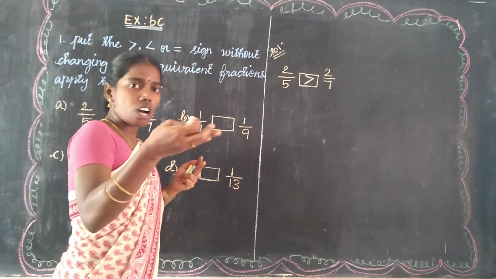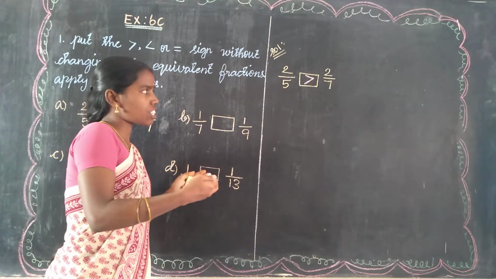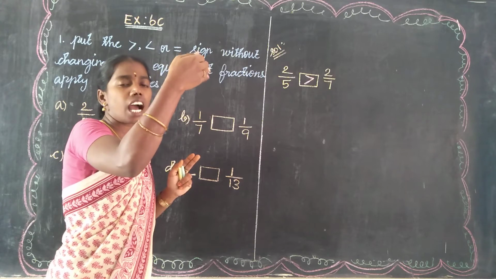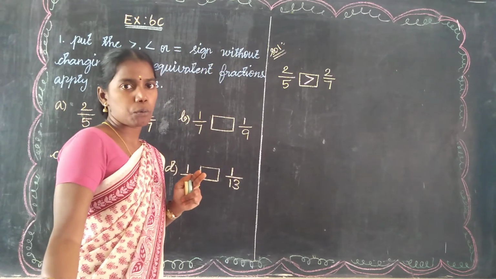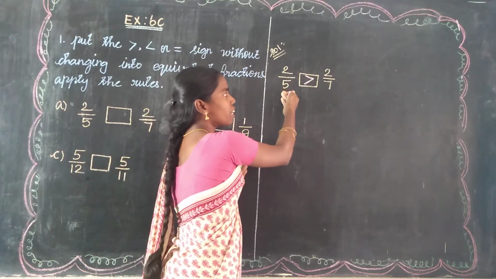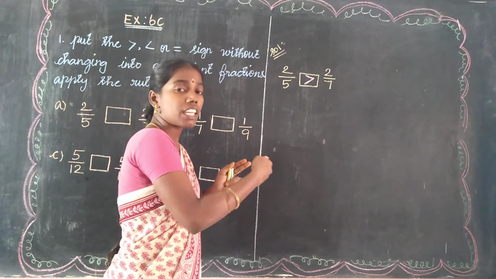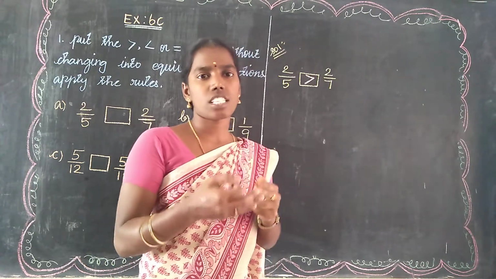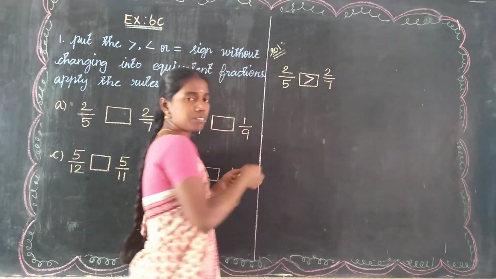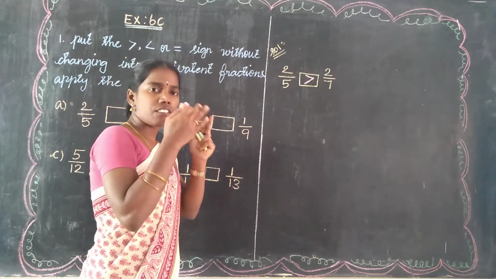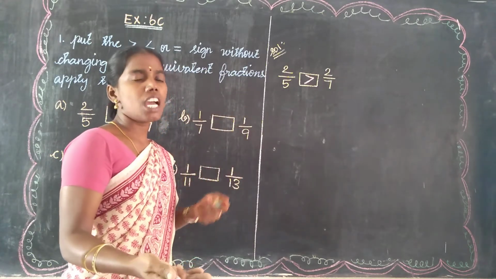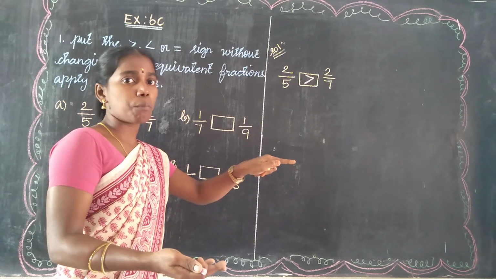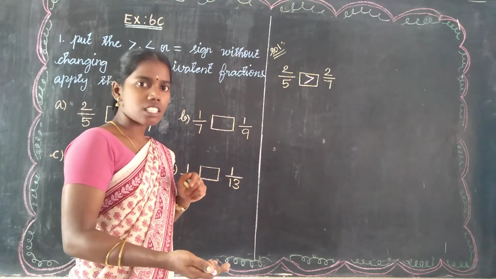So the numerator value is also equal. Next consider the denominator values, 5 and 7. In fractions, when the denominator is highest, the value decreases, is it? So when comparing 5 and 7, which is greatest? As the denominator value increases, the fraction value decreases and the symbol changes. Yes. So between 2 by 5 and 2 by 7, the fraction with the denominator 7 is the smaller value, and 2 by 5 is the greatest.